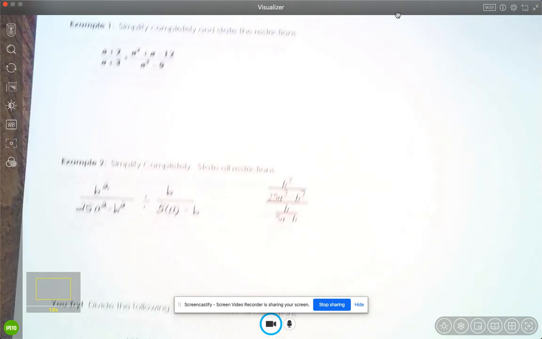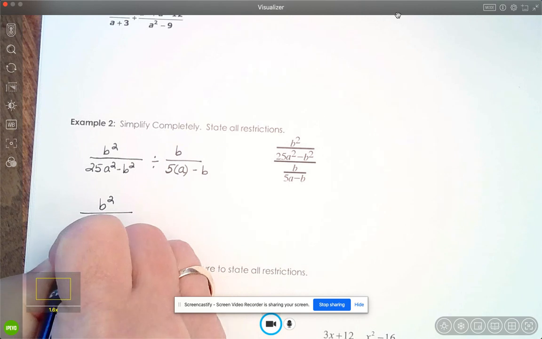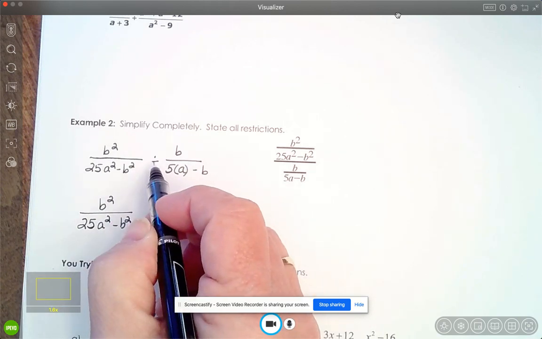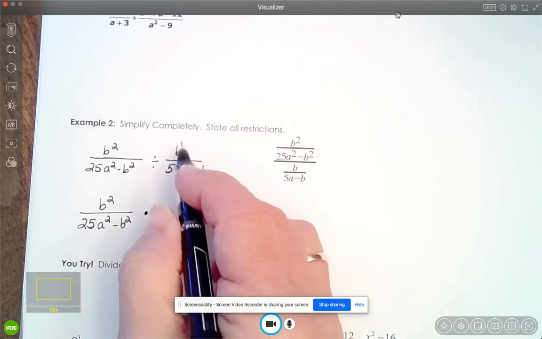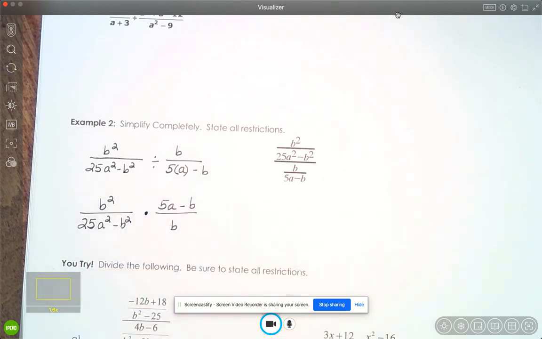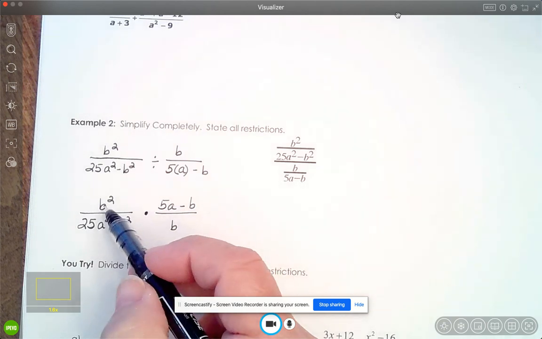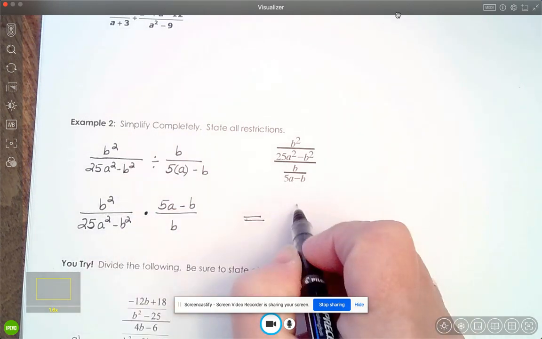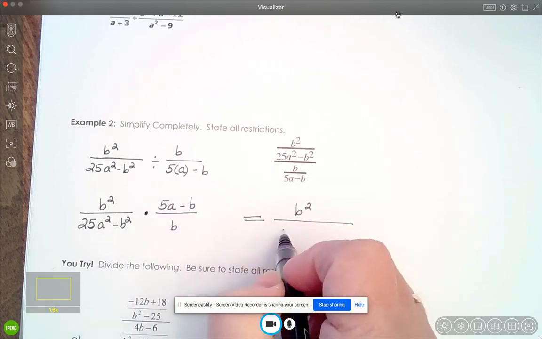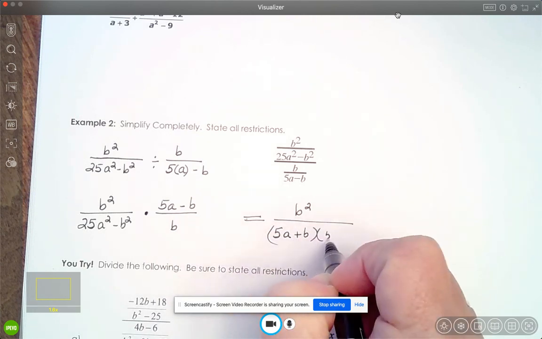Okay? So now what I'm going to do with this, I'm going to keep the first one the exact same. B squared over 25a squared minus b squared. I'm going to switch the sign from divide by to multiplication and then flip the last one. 5a minus b over b. At this point, I'm going to do the same procedure as I did yesterday. So I'm going to factor these as much as I can. I have a b squared. Okay, I can't do anything else with that one. Down here, these are the difference in perfect squares. So this is 5a plus b, 5a minus b.